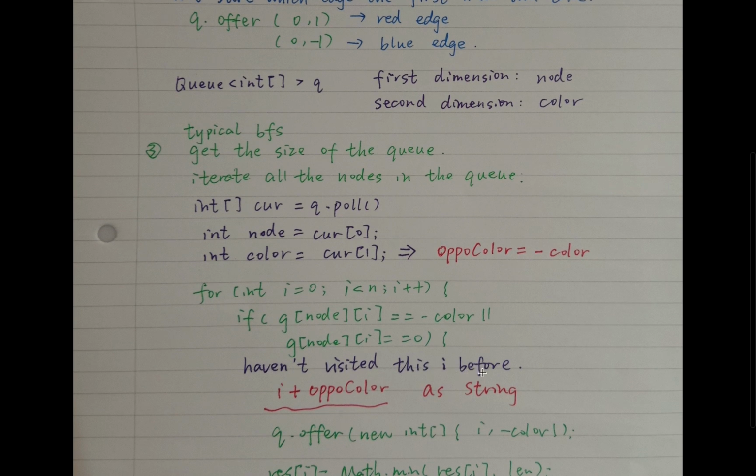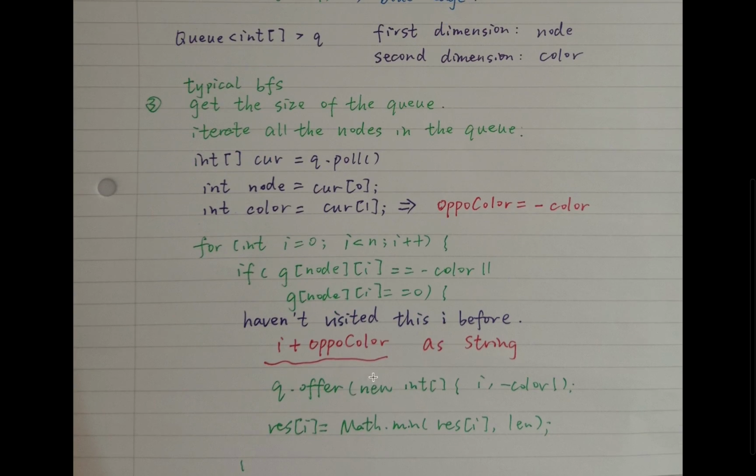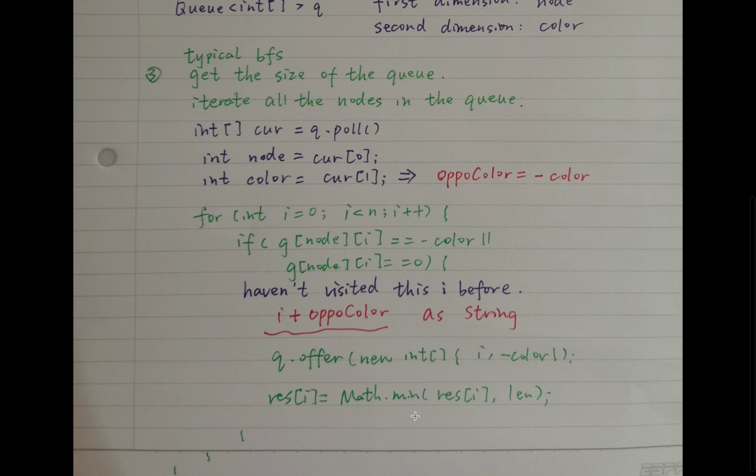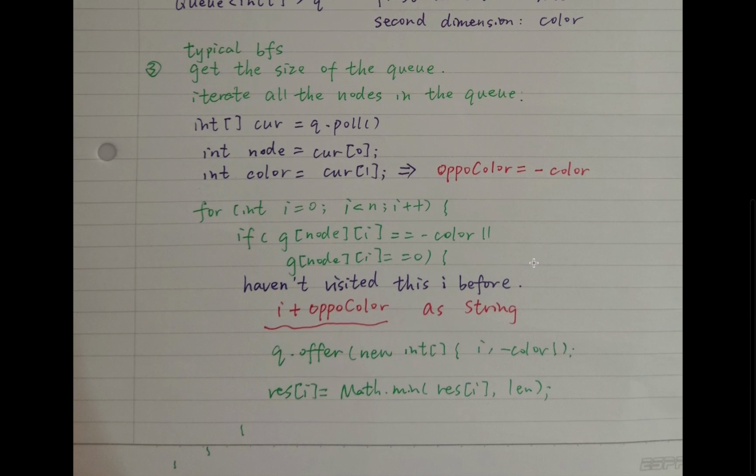If we haven't visited this i before, we first mark the current node and the current color as visited. Then I offer the node and the color into the queue. At the same time, update the result for i. The reason is that because it's a breadth-first search, if we visit the same node afterwards it will have a longer path, because we could visit it before. That means we have the shortest path. So that's the whole reason.